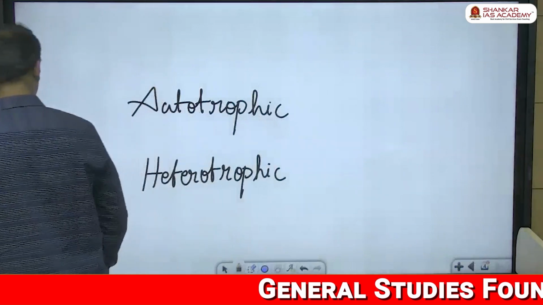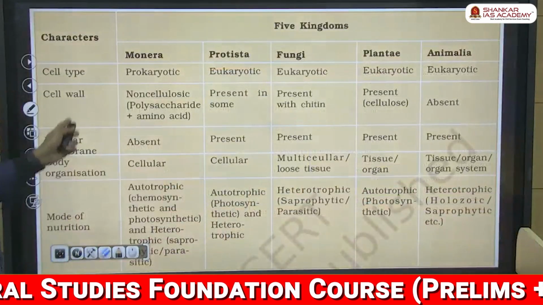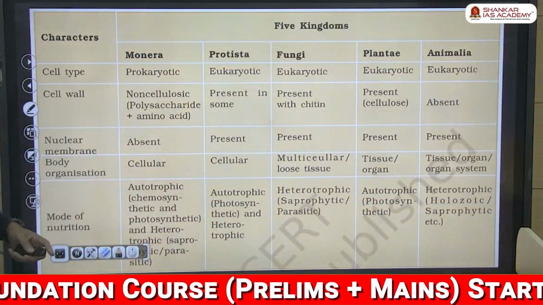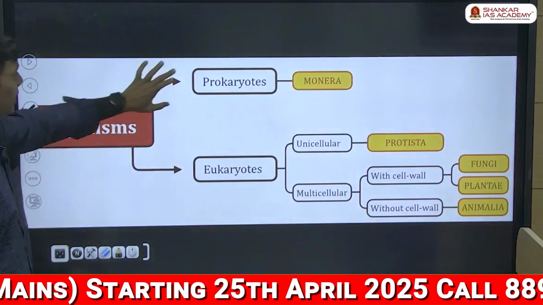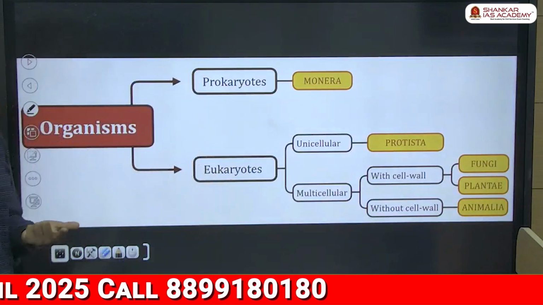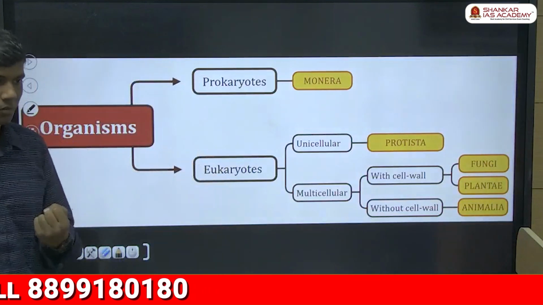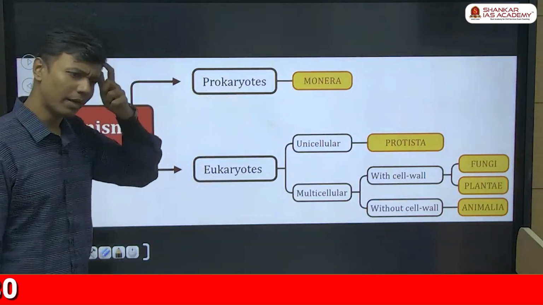Now, I said 2 empires and 5 kingdoms, no? The NCERT would have given something like this, but we will simplify in this manner. See here, organisms are divided into 2 types. And there are 5 kingdoms: Monera, Protista, Plantae, Fungi, and Animalia. We'll talk about it one by one. See, what is the one given here? Prokaryote.